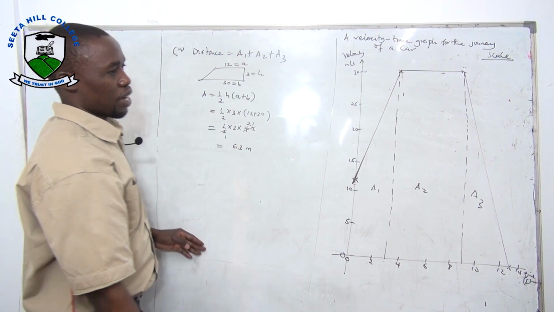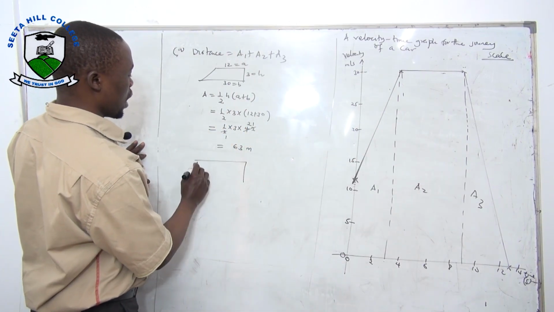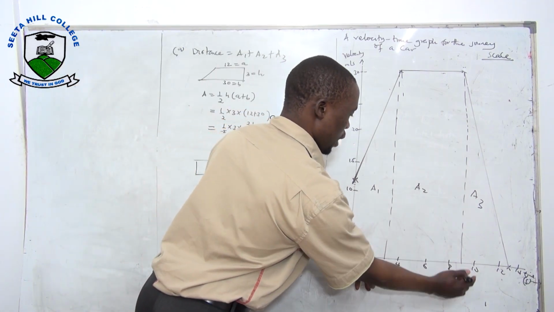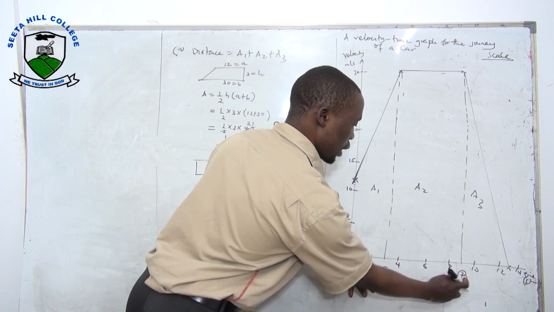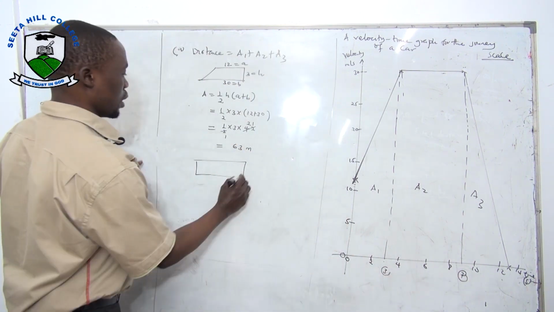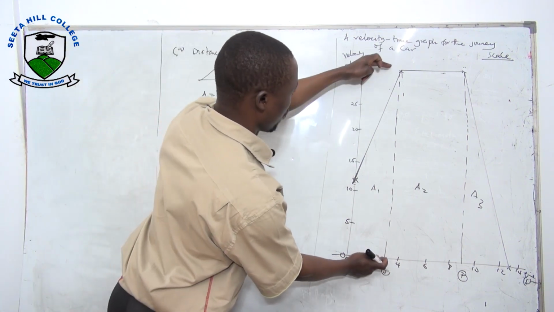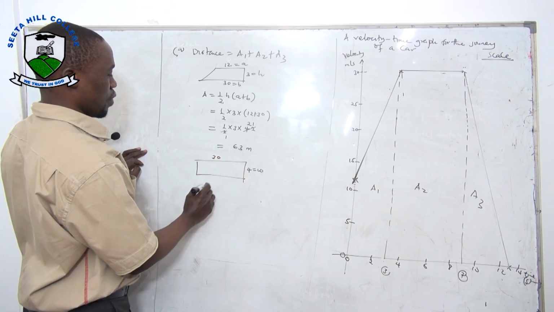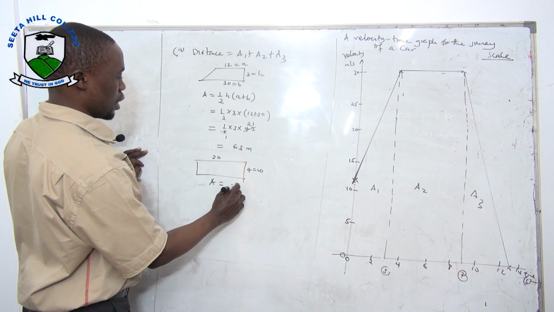Then find another area, area 2. Area 2 is a rectangle. You can invert it and write it well. From here to here, this is 7. This was 3. You subtract, that means the width is 4. Then the length is 0 to 30. That is 30. Therefore, area is equal to 30 times 4.